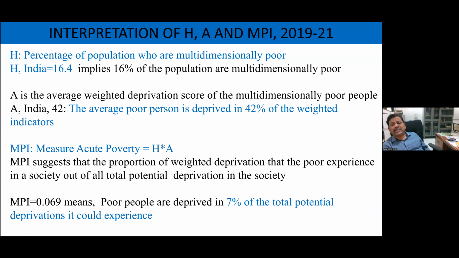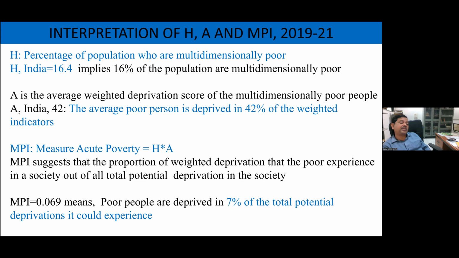For example, take the latest estimate for India's context, from 2019 to 21. OPHI is also very prompt in updating these estimates every year. You can see here the H, which is the multidimensionally poor, for India stands at 16.4. This simply says that 16% of the population in our country is multidimensionally poor. This is the estimate by OPHI.